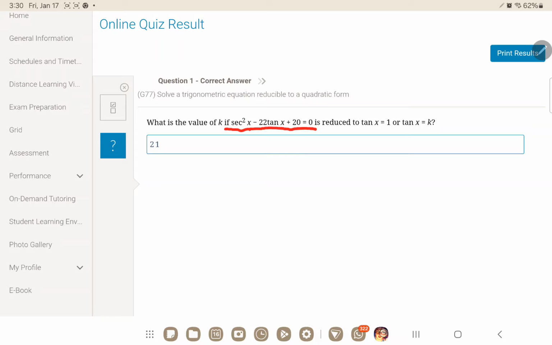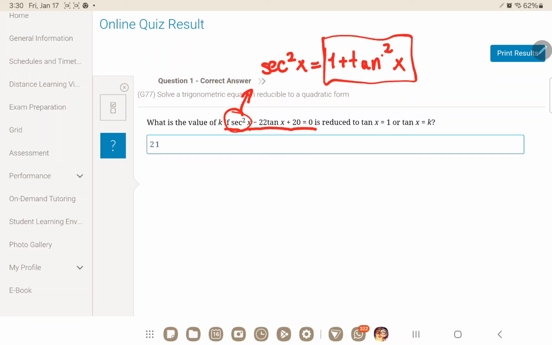You can't work with x and y in the same equation, so you need to find the identity that changes this to tan. And we know that secant squared x equals 1 plus tan squared x. So what this means is we need to replace the secant in the equation with this. So 1 plus tan squared x minus 22 tan x plus 20 equals 0.